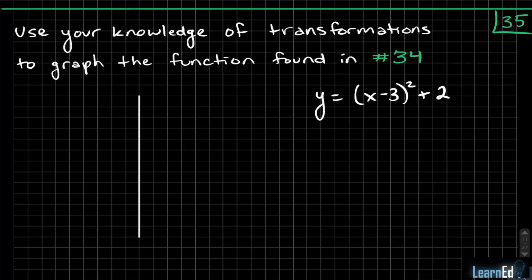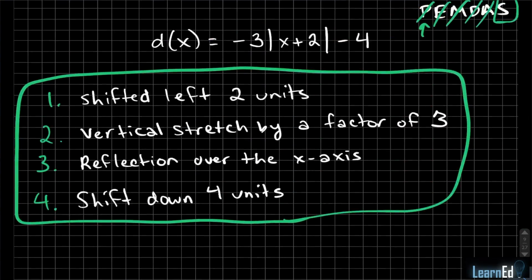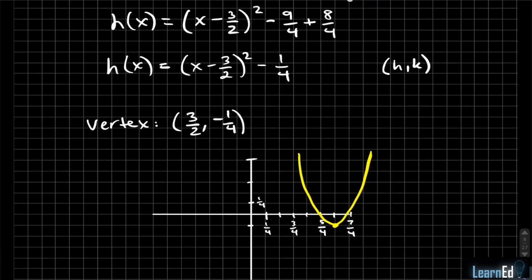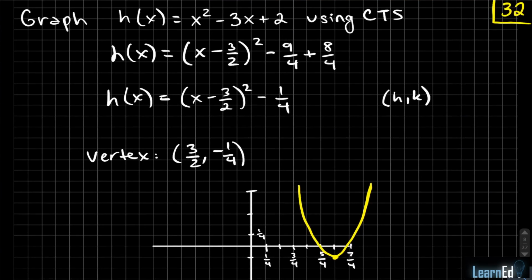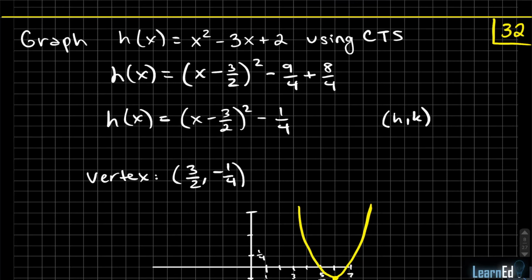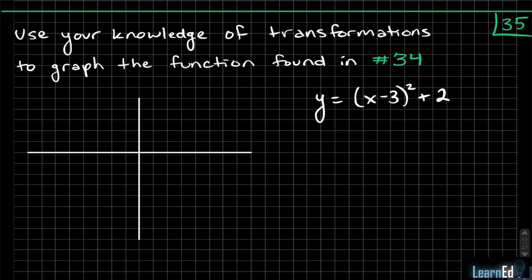Okay, this is kind of just like that one problem before that we did. Which problem was that? Yeah, this problem right here, problem 32. Okay, where we're graphing something in vertex form. The function that we're given here is in vertex form. We know our vertex is, well, we can go over 3 and go up 2. And this is the vertex of our parabola.